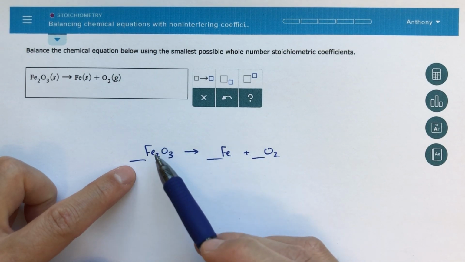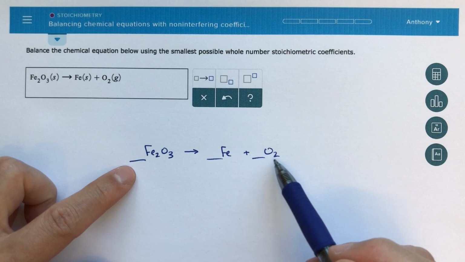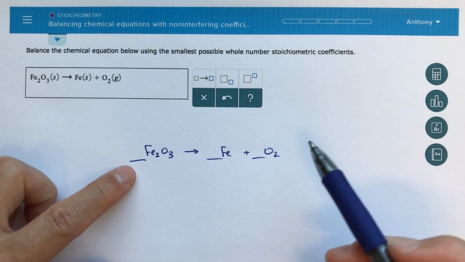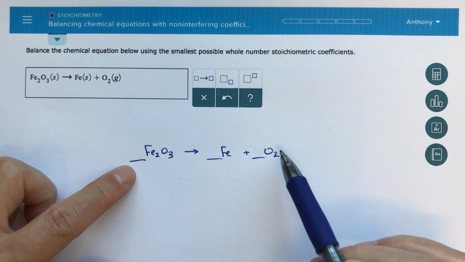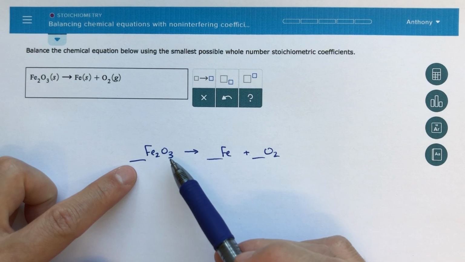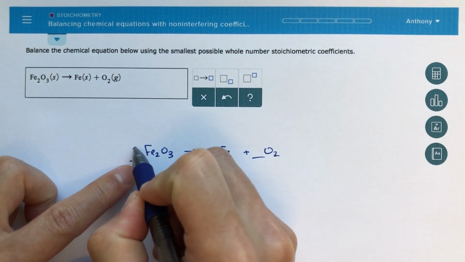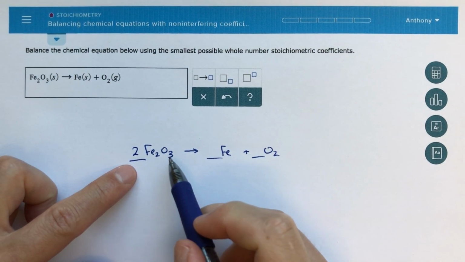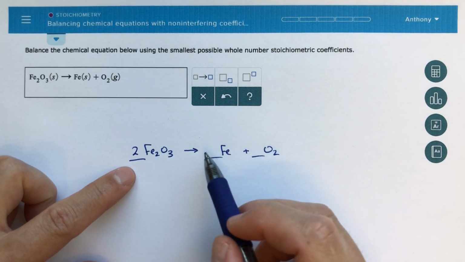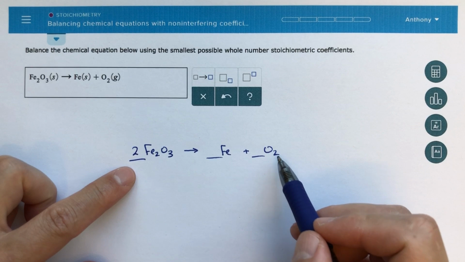And I notice that I've got an odd number of oxygens over here. And over here, since this is O2, if I put a 2 here, or a 3 here, or 4 here, or whatever, this is always going to be an even number. So before I mess with this iron, I know that this is going to be at minimum a 2 because I need to get to an even number of oxygens on this side. This side has to have an even number of oxygens because it's O2.